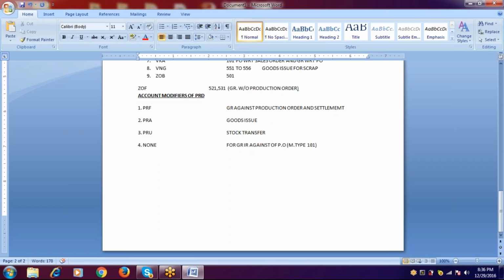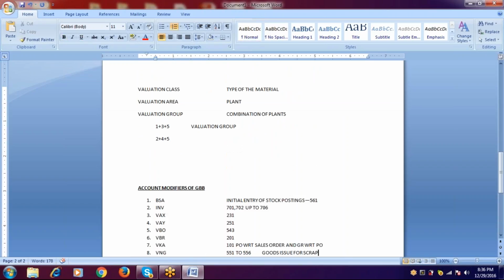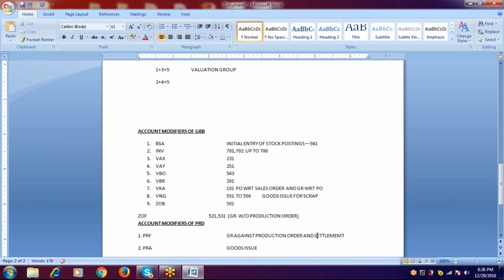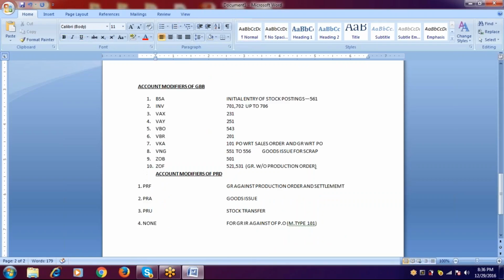So one of them is for the GR, GBP, and another is for the PRD. All these things we generally use in the account determination with FI. And including this, another one is required, which is called KON.